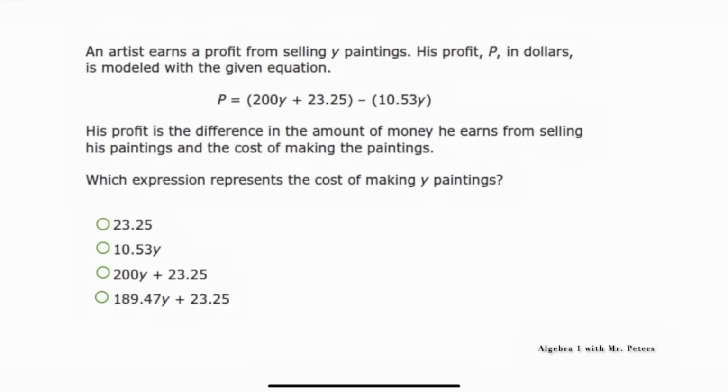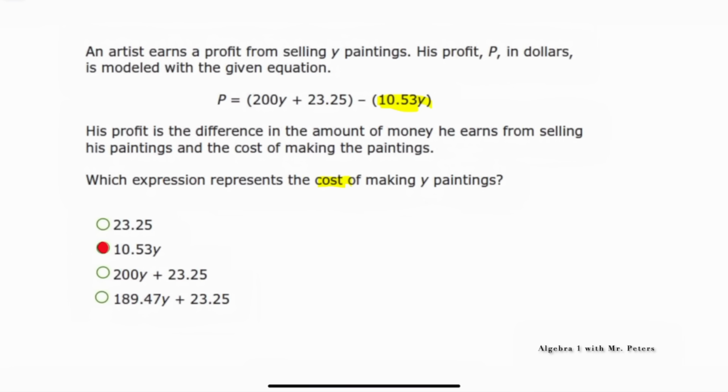In this next example, they give us a scenario where an artist is selling paintings and they use y to represent the number. But what they are asking us about is which expression represents the cost. There's two ways you could look at this. If you understand just profit and cost, you know that cost you subtract. And the only thing that we're subtracting is 10.53y. So that's the easier, quicker way to do it.